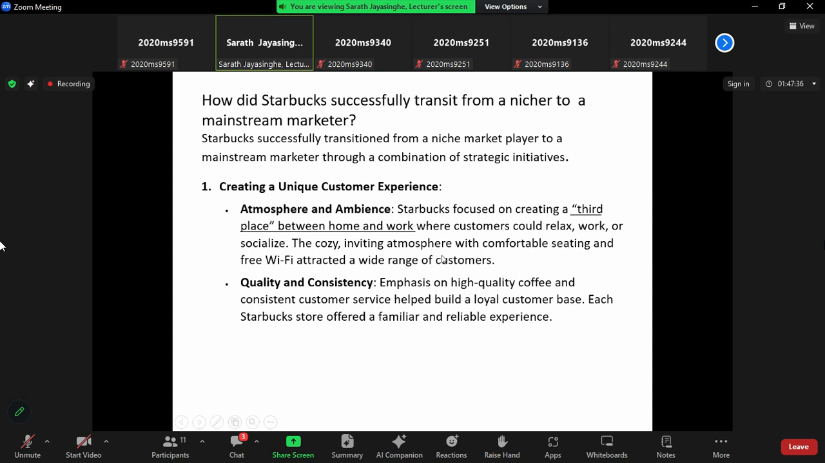Comfortable arrangements are there, so you can go and stay. Sometimes when you go to some places, you can't stay there. You have to go immediately. But here, you are facilitated to stay there and enjoy and have your discussions. Quality and consistency: emphasis on high quality coffee and consistent customer service helps build a loyal customer base. Each Starbucks store offers familiarity and a reliable experience, that is creating a unique customer experience.